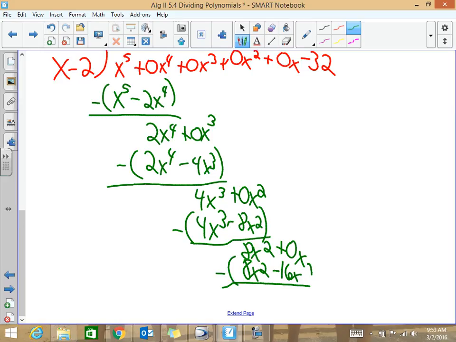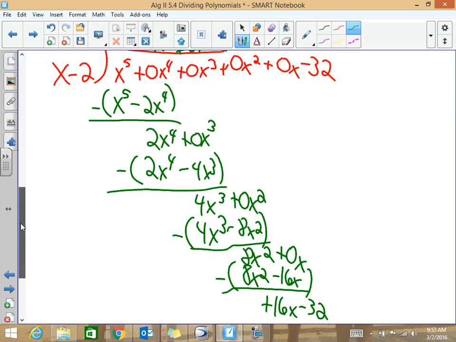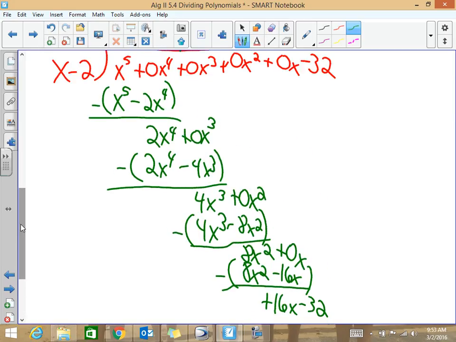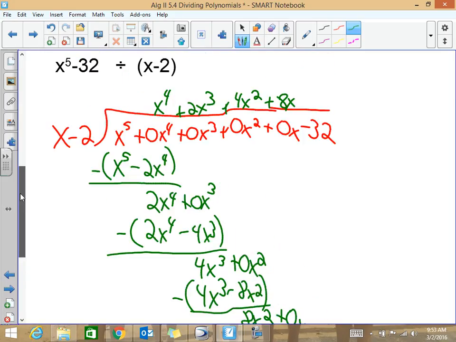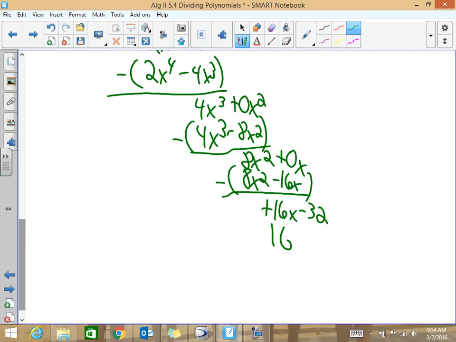So then we subtract. And we get positive 16x minus 32. We bring down our negative 32. This is the exciting part. There's one. What do we multiply x by to get 16x? 16. So we put a 16 up here, and 16 times x is 16x.